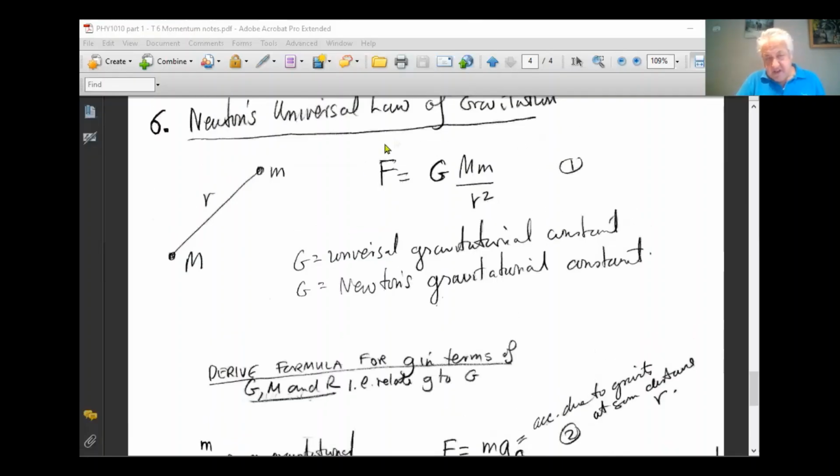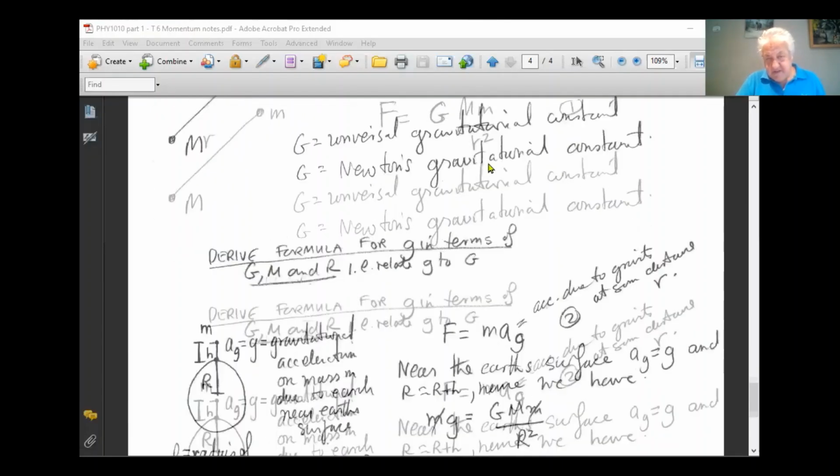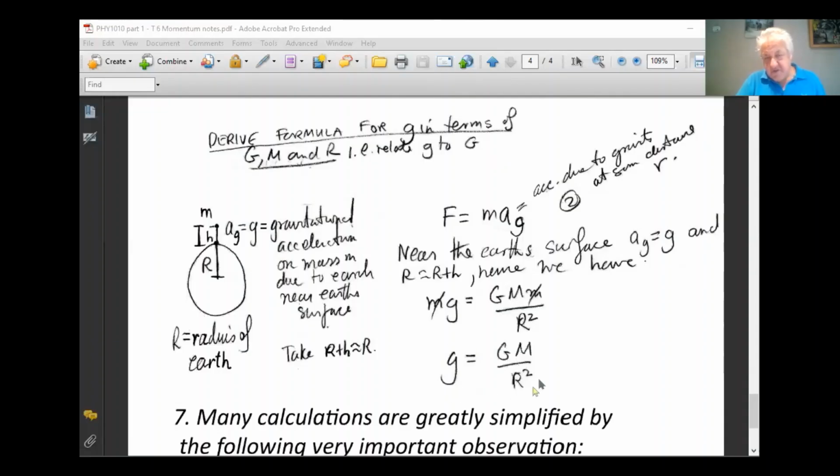Now we can use this formula to obtain a formula for gravity in terms of the gravitational constant, the mass of the Earth, and the radius of the Earth. I think I'll do this on the whiteboard for you. Newton's law of gravitation.